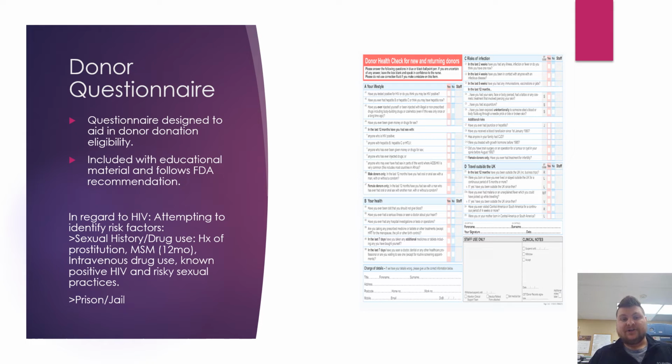Going on to the donor questionnaire, I apologize. The questionnaire is designed to aid in donor donation eligibility. It's included with educational materials, and it does follow FDA recommendations. In regard to HIV, it attempts to identify risk factors. We're looking at your sexual history, drug use, history of prostitution, the gay community, intravenous drug users, positive HIVs that are already known, and risky sexual practices, or in some cases, whether you've been in prison or jail, that's also going to be a risk factor.